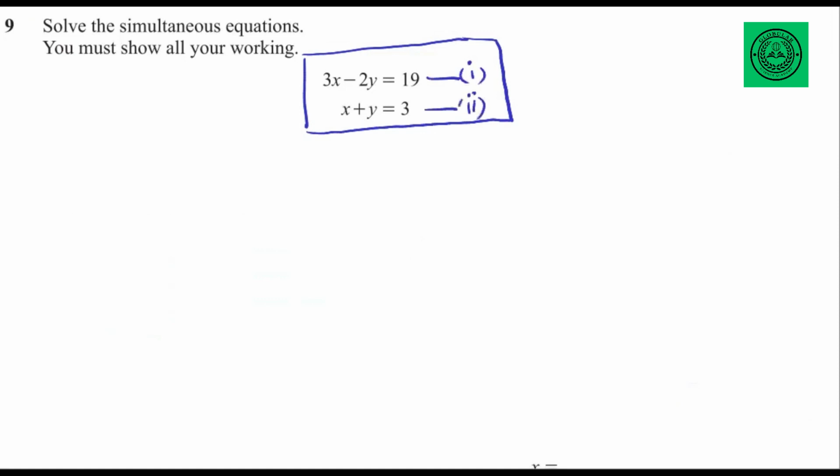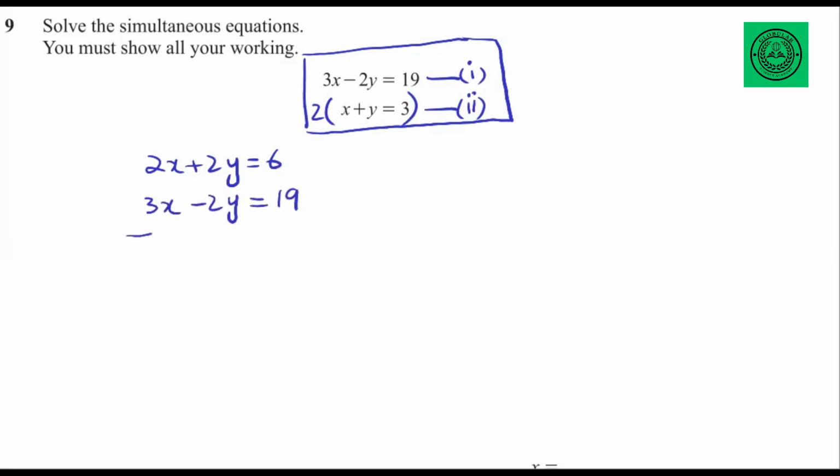Whenever we have a system of equations, we have to eliminate one of the letters, and in order to eliminate any one of the letters, we have to make sure that they have the same coefficients. In this case, I'm going to make the coefficients of y the same, because one y is negative and one y is positive. So in order to make this coefficient 2, I have to multiply equation 2 with 2. So we get 2x plus 2y equals 3 times 2, which gives me 6. And to the first equation, we add this equation: 3x minus 2y equals 19.